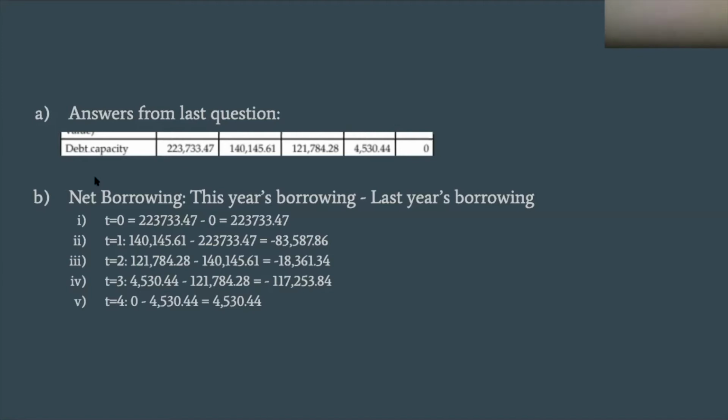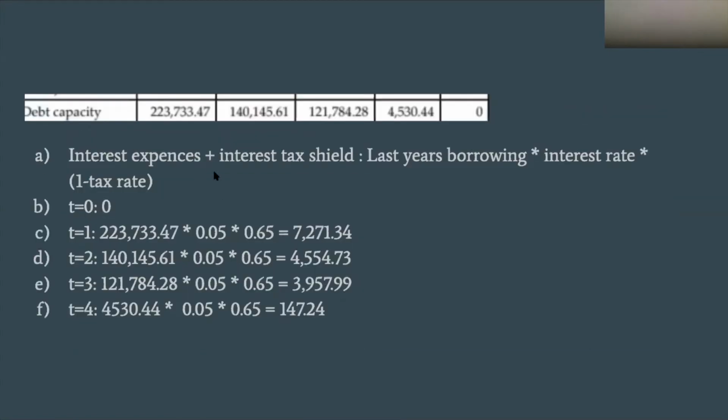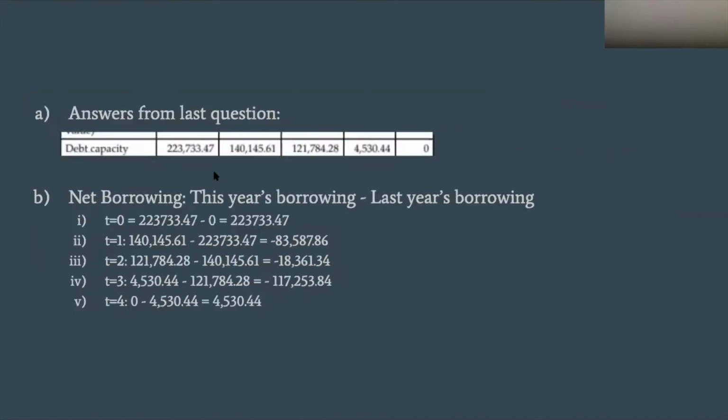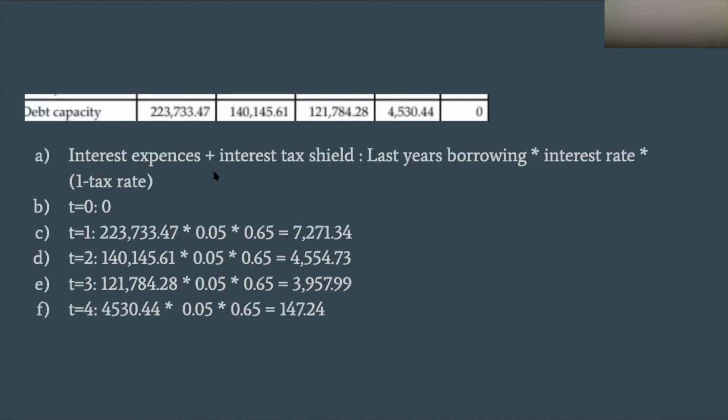So now we have calculated the net borrowing, which is the first part of what we are going to have to deduct from the free cash flows. The second part we need to deduct is the interest. The interest is last year's debt times the cost of debt, and as we calculated in the first question, the cost of debt is 5%.